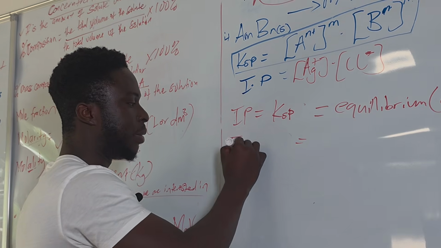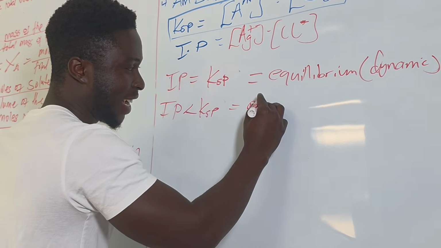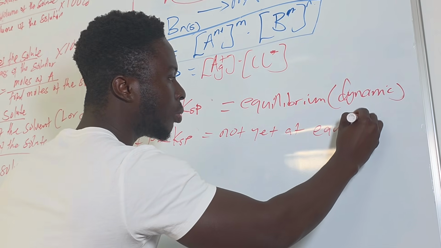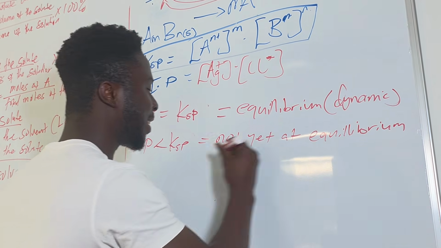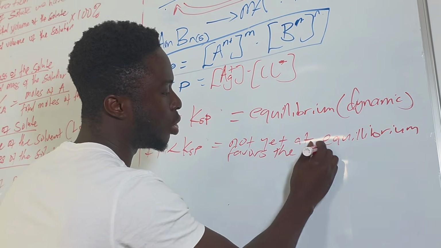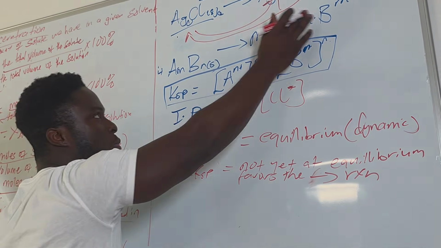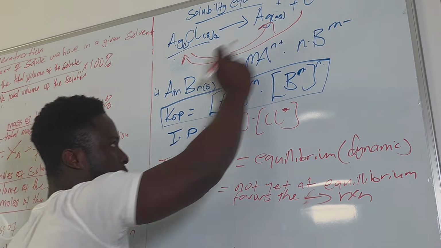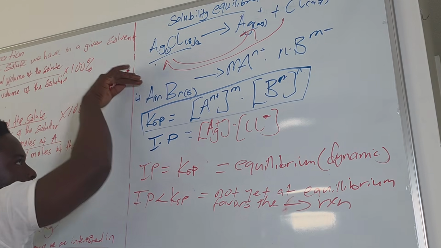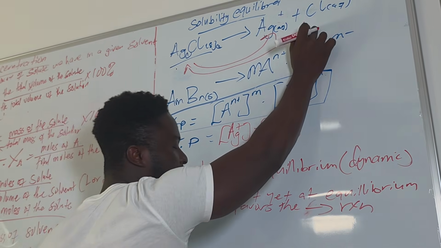But if IP is less than Ksp, that means we are not yet at equilibrium, right? And then the reaction will favor the forward reaction. Let me just use arrows, the forward reaction. So it means we are not yet at equilibrium, where the rate with which we are going here is equal to the rate with which we're coming back. So that means we are favoring the forward reaction. We are going to be forming more of this and this.